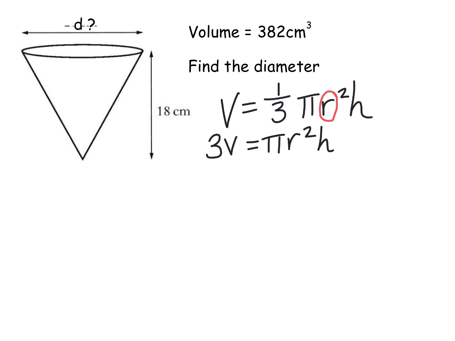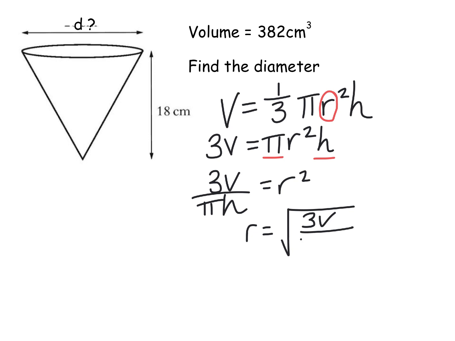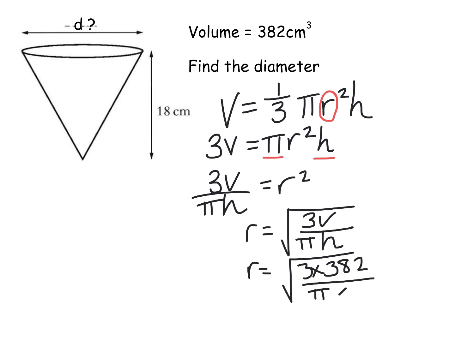I then need to undo the times by pi and the times by h. So what you can do is you can take them collectively as one term again and do 3v over pi h equals r squared. And then r would be the square root of that. And I'm just reversing it over because I like my r on the left-hand side. So your formula is 3 times your volume divided by pi h and then square root it. So now we can put in our numbers. So we have the square root of 3 times 382 all over pi times, now the height of the cone is 18.